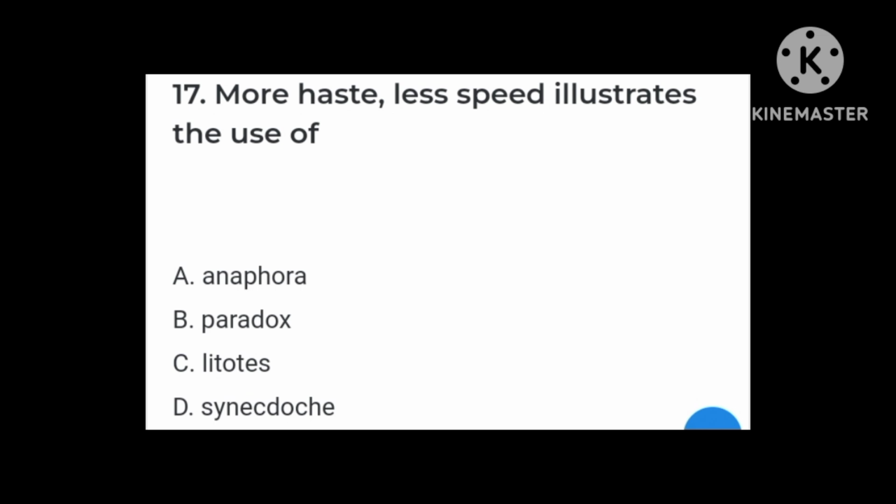Anaphora is a rhetorical device where a word or phrase is repeated at the beginning of successive clauses or sentences. Paradox is a statement of fact or truth which on the face of it may look contradictory, untrue, or even absurd. You really comprehend paradoxical statements when you examine them closely. It is a closer look at the statement that reveals its truth.